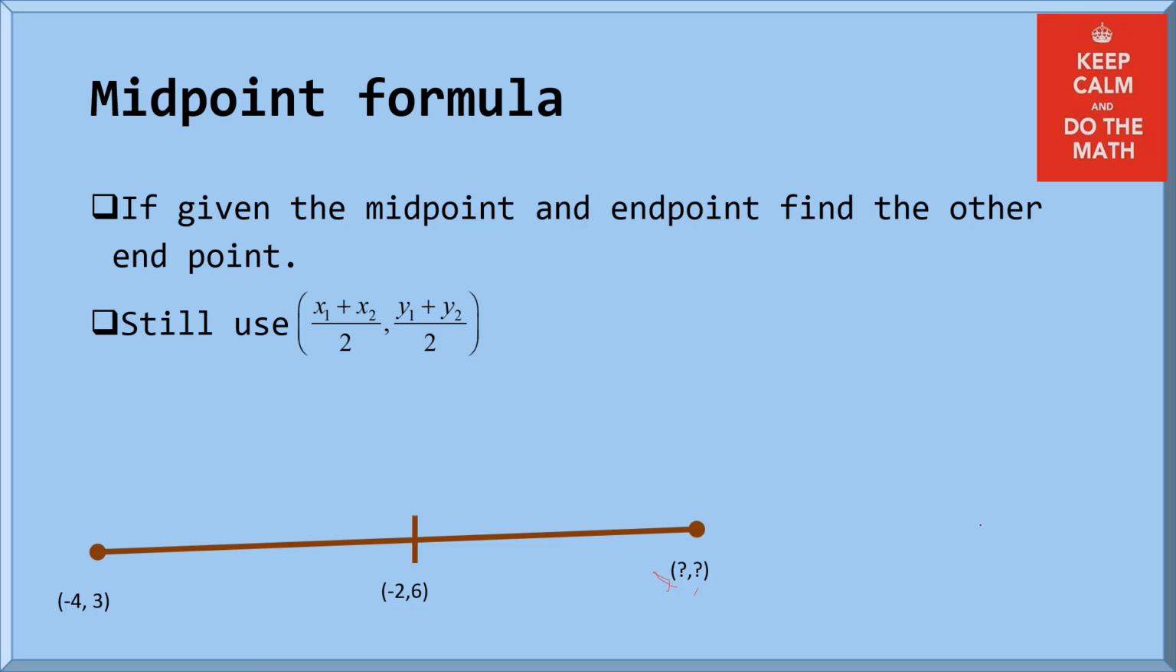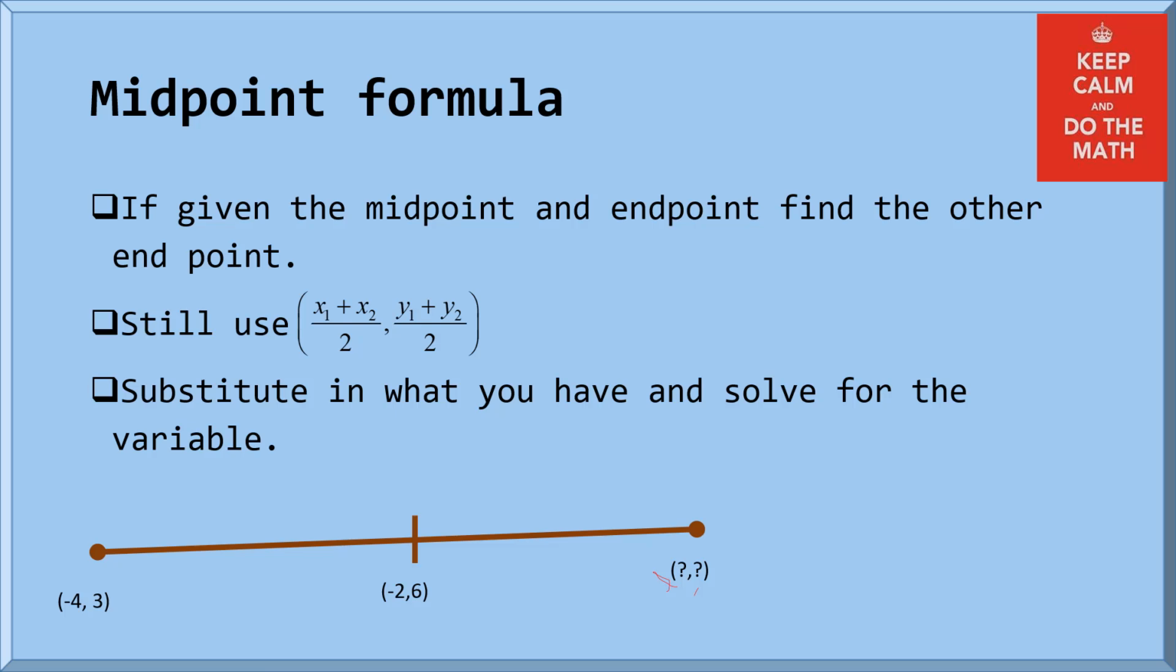So now what we're going to do is plug in what we know so far, and then solve for the missing variables. In other words, it looks like this. For the x value, I have negative 4 plus x over 2 will get me the midpoint of negative 2. On the right, if I take the y value 3 plus the endpoint y divided by 2, I get the midpoint y value of 6.